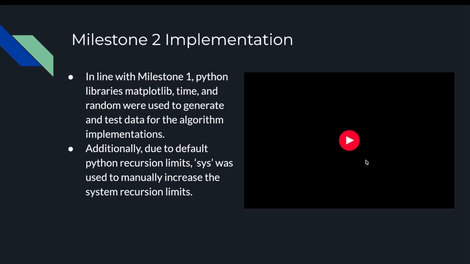For Milestone 2, similar to Milestone 1, we use the Python libraries matplotlib, time, and random to generate test data for the algorithm implementations. However, we noticed that during our tests, we encountered Python recursion limits, where Python has a max stack frame of 1,000. Therefore, we customized system variables to manually increase the recursion limits to meet our test results.